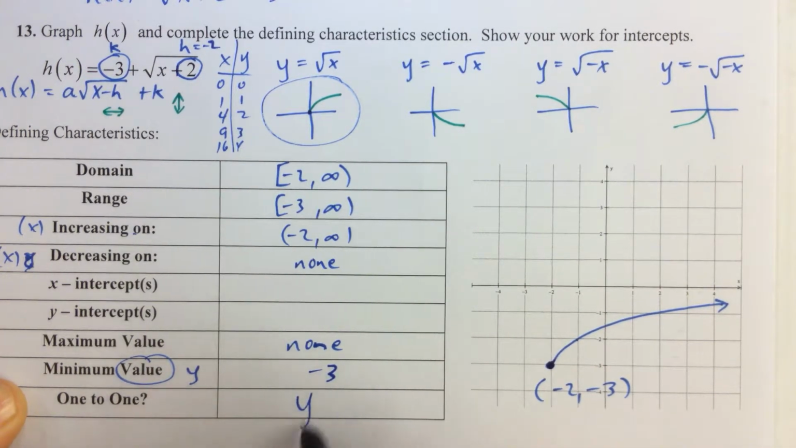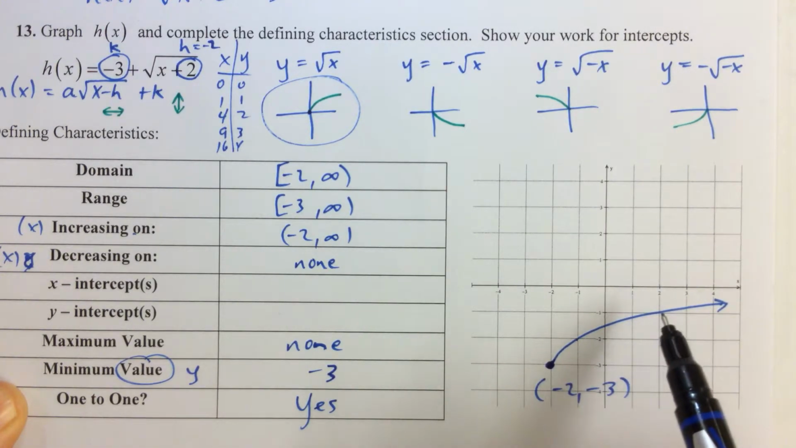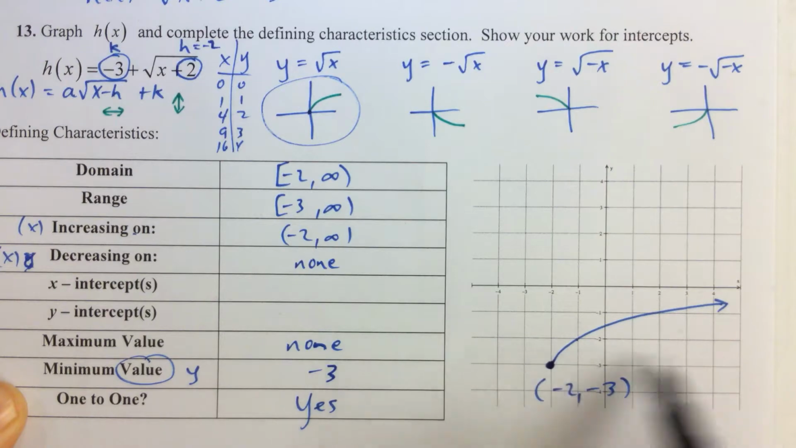One-to-one, this is a yes. This is one-to-one. For every x there's one y, for every y there's one x, and you can tell that by the horizontal line test.